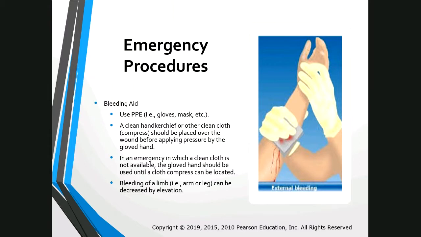A clean handkerchief or other clean cloth compress should be placed over the wound before applying pressure by the gloved hand. In an emergency in which a clean cloth is not available, the gloved hand should be used. Bleeding of the limb can be decreased by elevation, but we want to make sure the patient doesn't have any broken bones prior to doing this. The other thing to be aware of is that raising it above the patient's heart will help slow down the bleeding.